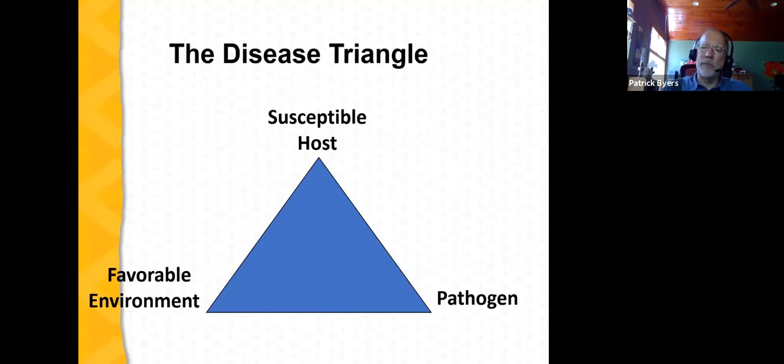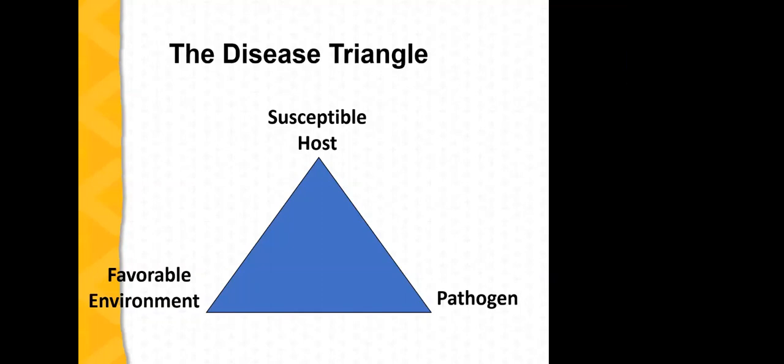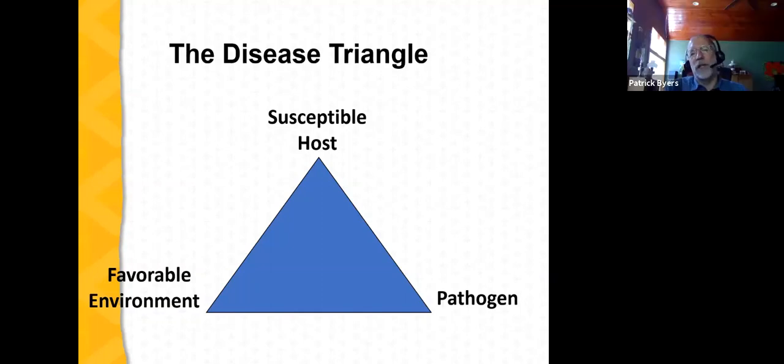So the first point is the pathogen, which we've already defined. The second point is a susceptible host, a host that can get the disease. There's something about that host that makes it a good point of infection for a causal agent or a plant pathogen, and then the disease develops. So that's the second point of the disease triangle. The third point is the favorable environment.